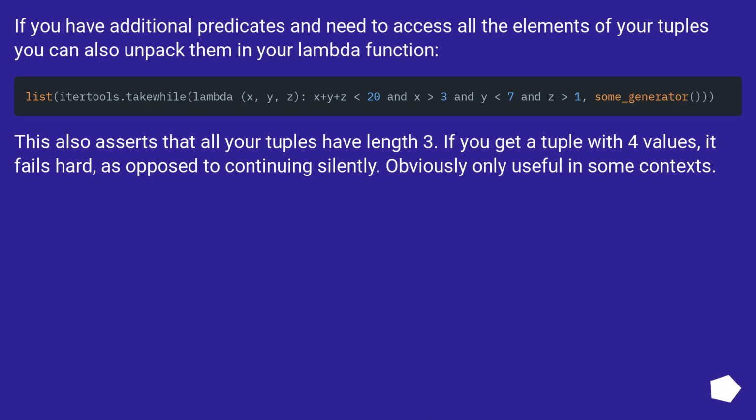If you have additional predicates and need to access all the elements of your tuples, you can also unpack them in your lambda function. This also asserts that all your tuples have length 3. If you get a tuple with 4 values, it fails hard, as opposed to continuing silently. Obviously only useful in some contexts.